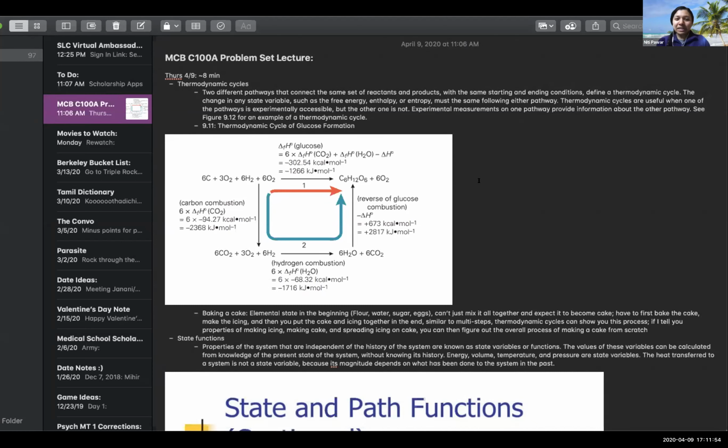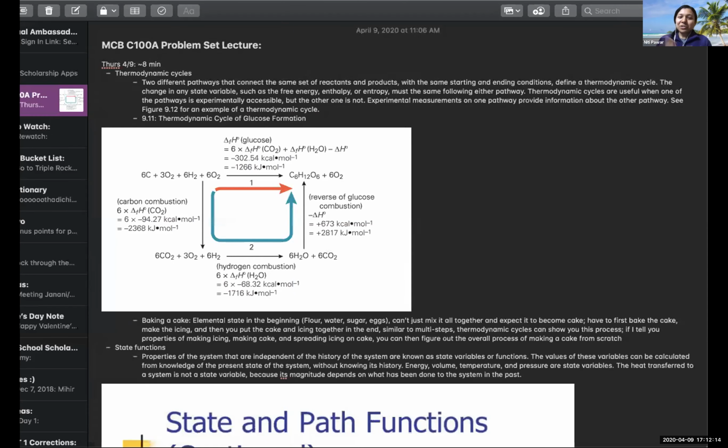Similarly, a thermodynamic cycle breaks down these steps in the creation of something. If you know the delta G free energy for certain parts of it, then it's like a puzzle where if they give you 3 of them, you can figure out the 4th missing value. And this is just the textbook definition: there are 2 different pathways that connect the same set of reactants and products with the same starting and ending conditions, and the change in any state variable, such as the free energy, enthalpy, or entropy, must follow that pathway.